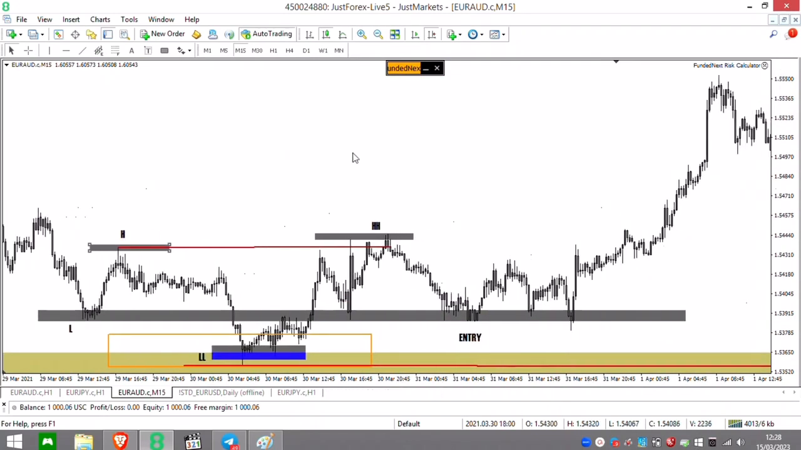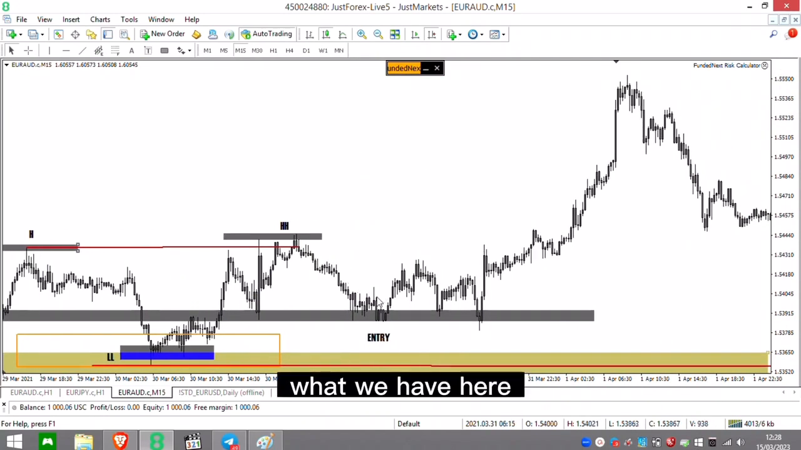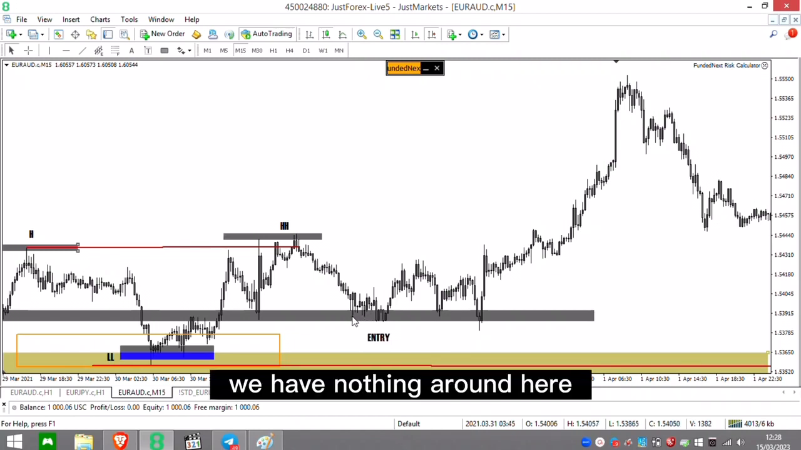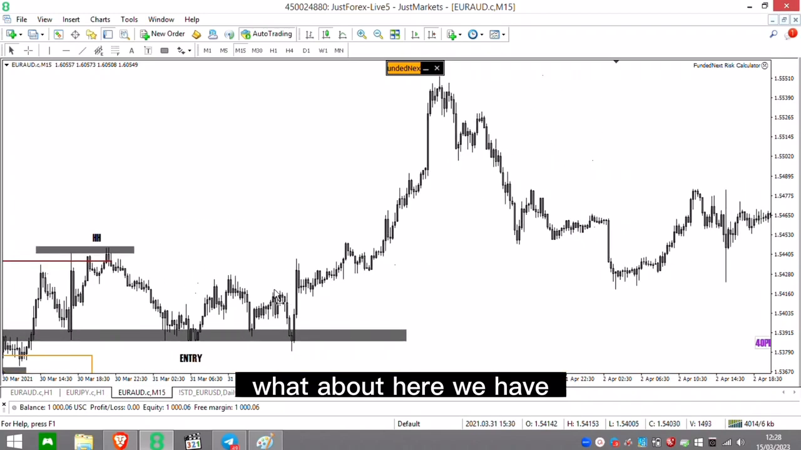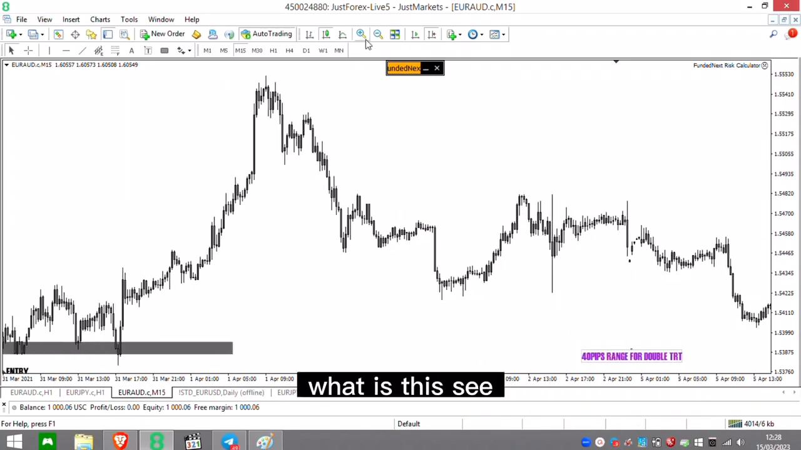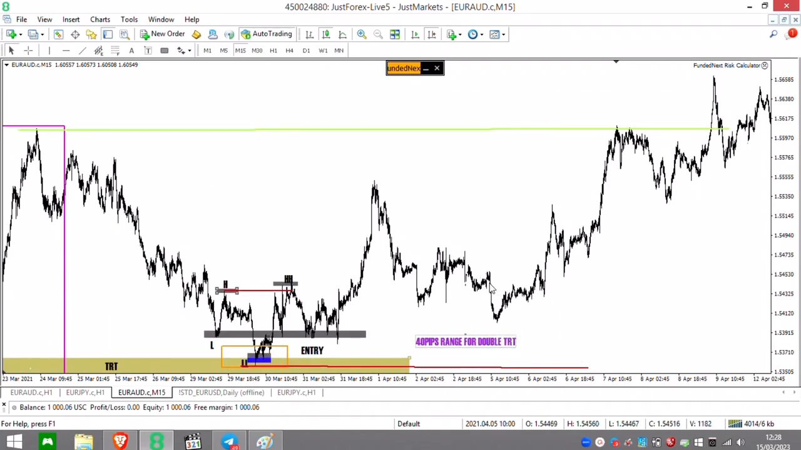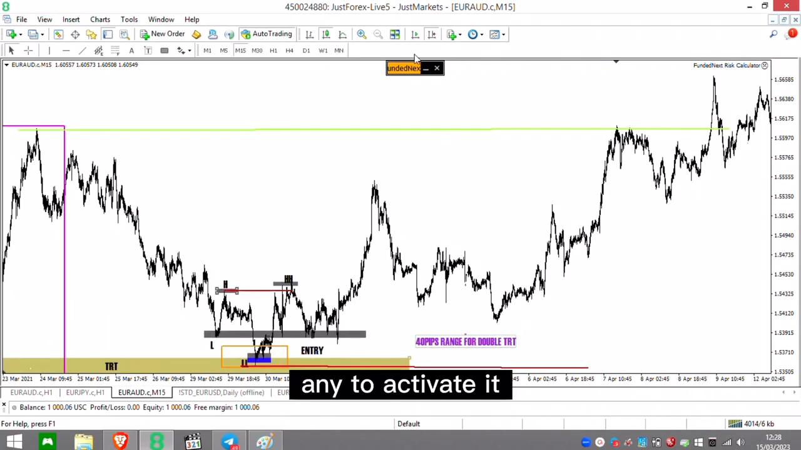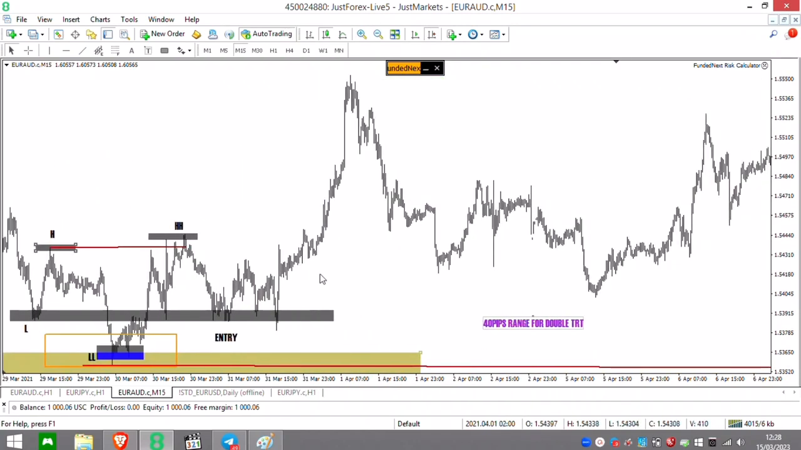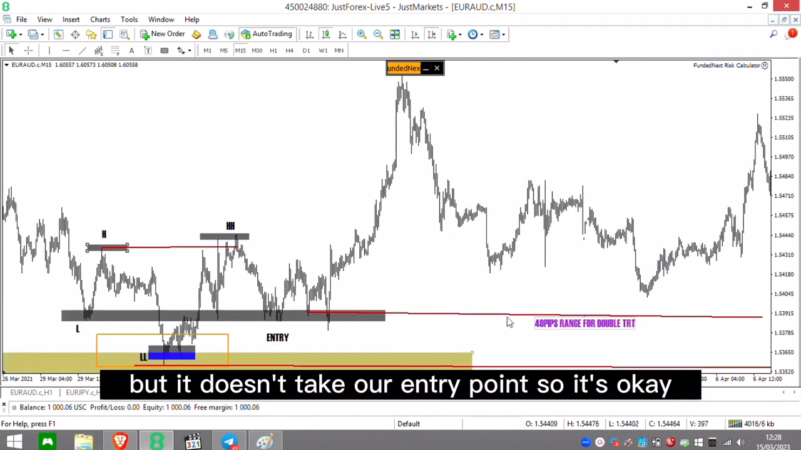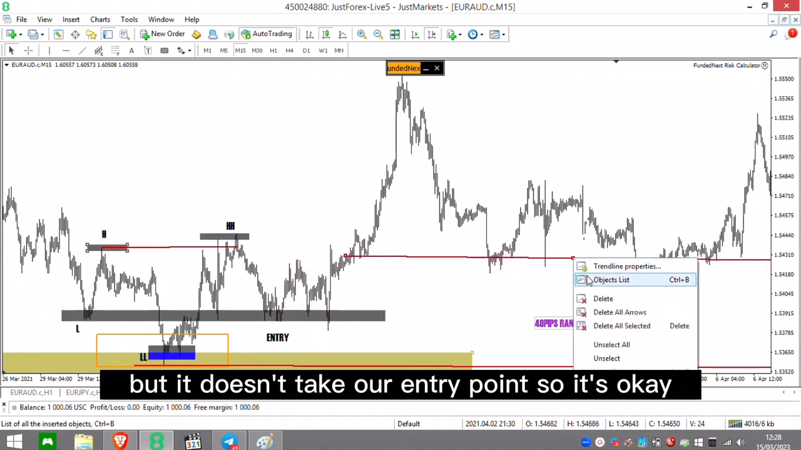So let's see what we have here. We have nothing around here. What about here? We have, what is this? See, any TRT pattern? So like here, but it doesn't take our entry point, so it's okay.